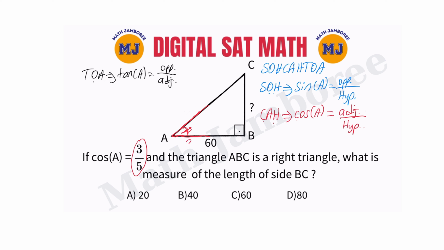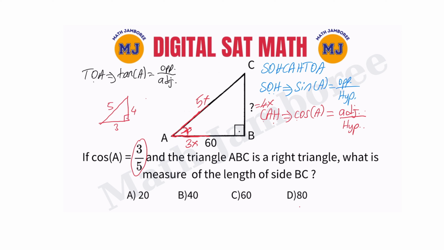So the adjacent is 3x and the hypotenuse is 5x. If this side AB is 3x and the hypotenuse is 5x, this is a special triangle. The length of CB must be equal to 4x, because we have that 3, 4, 5 special triangle. What I mean by the special triangle is that the sides are integers. So if this is 4, this is 3, this must be 5.